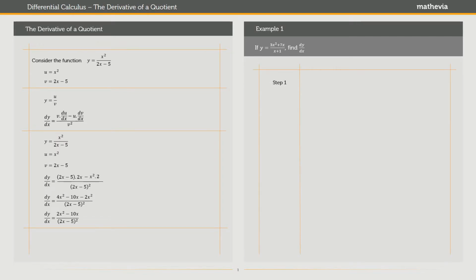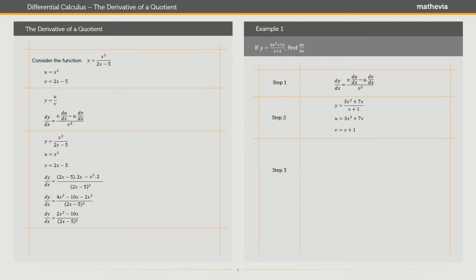Now the first thing we want to do here is get a formula, and the formula says dy/dx equals v du/dx minus u dv/dx divided by v squared. And then we get our parameters. We have that y equals 3x squared plus 7x divided by x plus 1. We know that u is the function at the top, so we have 3x squared plus 7x, and then we have that v is x plus 1.